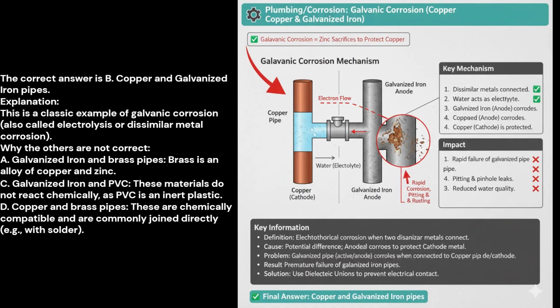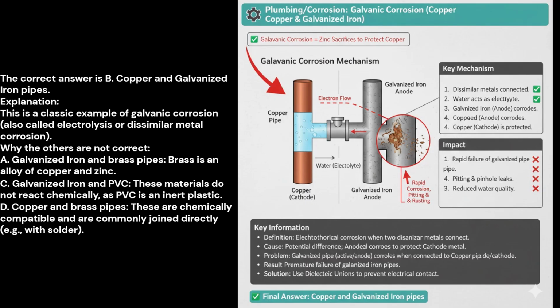Why the others are not correct? A. Galvanized iron and brass pipes. Brass is an alloy of copper and zinc. While galvanic corrosion is possible, the potential difference is less severe than with pure copper, and brass to galvanized connections are more common and generally tolerated with dielectric unions.